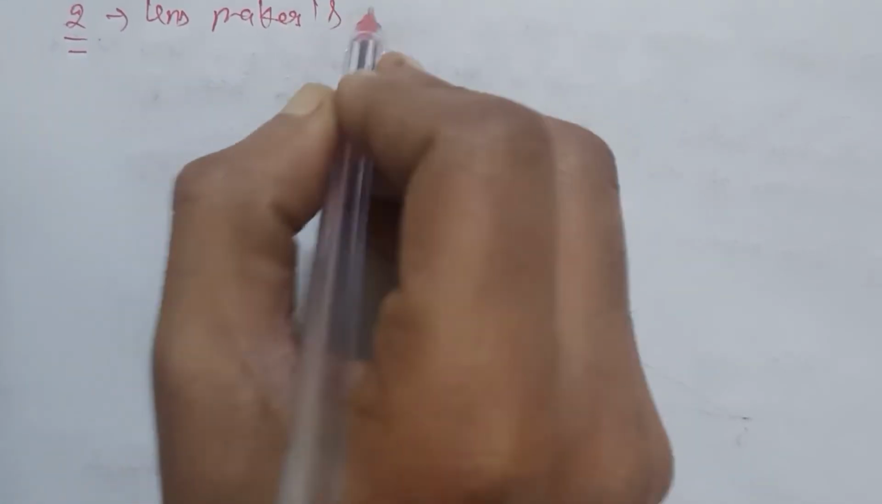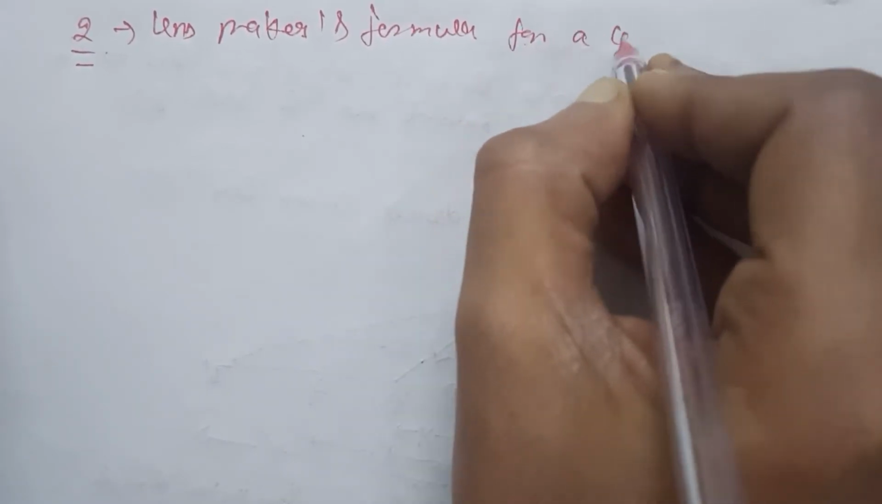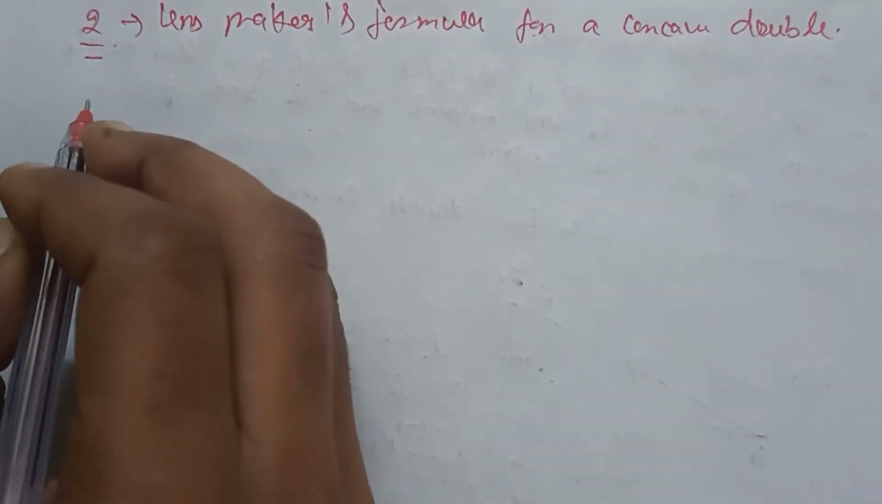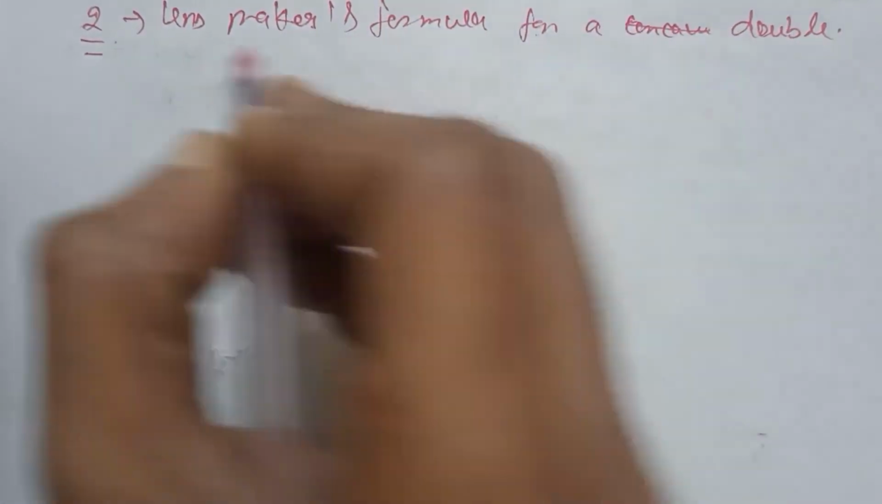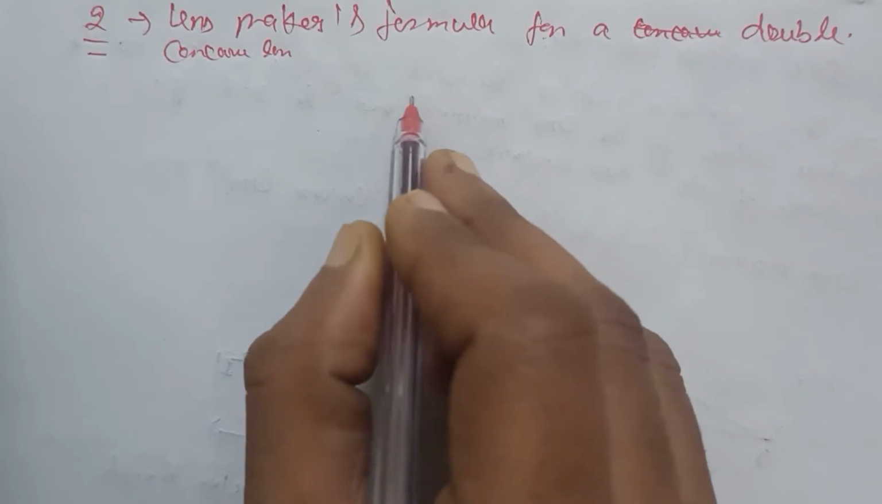This topic is complete. Now the second topic of this relation: lens maker formula for a double concave lens. Draw the ray diagram.